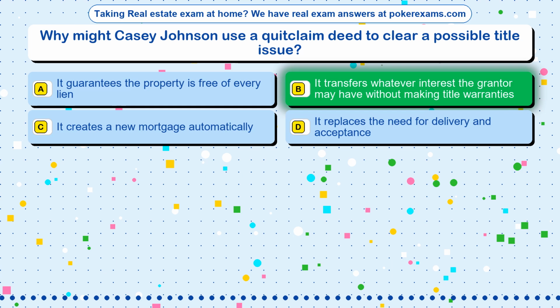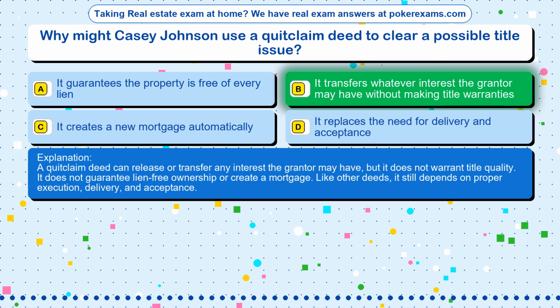The correct answer is option B. It transfers whatever interest the grantor may have without making title warranties. A quitclaim deed can release or transfer any interest the grantor may have, but it does not warrant title quality. It does not guarantee lien-free ownership or create a mortgage. Like other deeds, it still depends on proper execution, delivery, and acceptance.